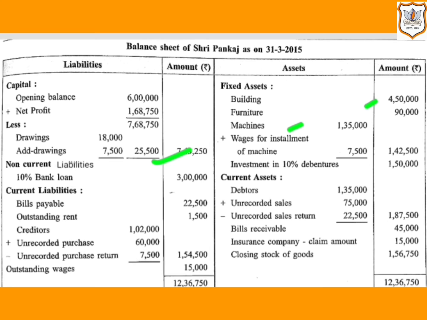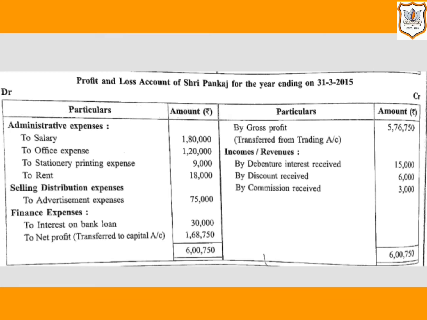Then next item is rent. Now rent is an indirect expense. Here it is. We will show it in the debit side of the profit and loss account. Amount is rupees 18,000.